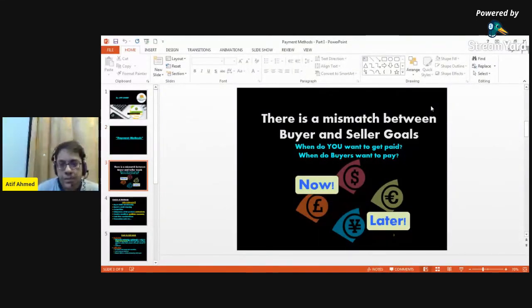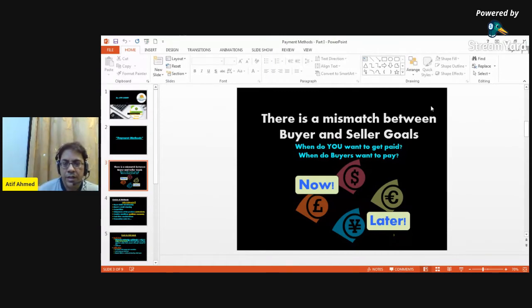First of all, you have to see that there is a mismatch between the buyer's and seller's objectives. Why is there a difference? Definitely, the buyer wants to pay the amount for the goods bought at a later stage, while on the other hand, the seller wants the money upfront, right? They want cash in hand immediately after the sale of the goods. So definitely there is a big mismatch.